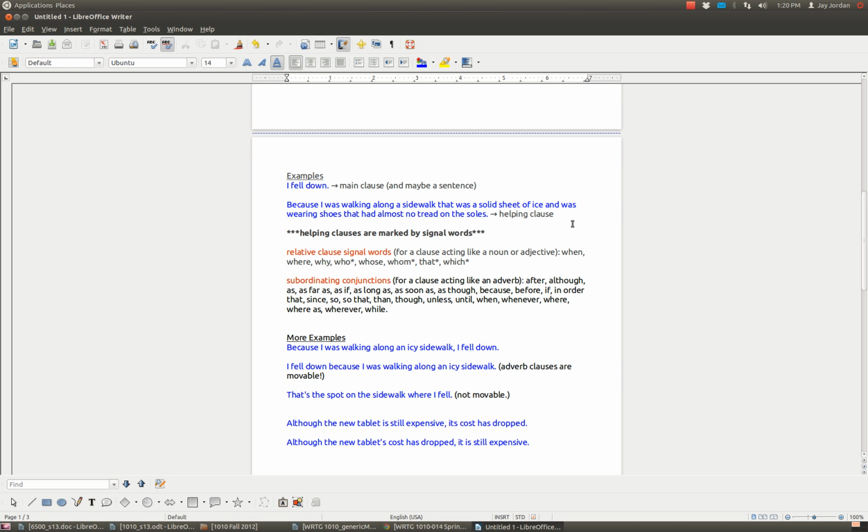So here are some examples of how this might work. The two sentences, or the main clause and the helping clause I just gave you, we can easily put together: Because I was walking along an icy sidewalk, I fell down. You notice there's a comma there.